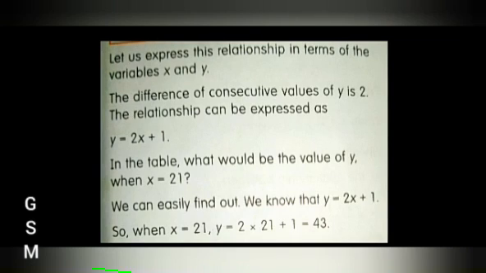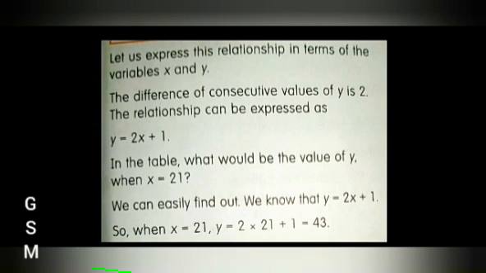In the table, what would be the value of Y when X equal to 21? We can easily find out. We know that Y is equal to 2x plus 1. So when X equal to 21, Y equal to 2 into 21 plus 1, which is equal to 43.